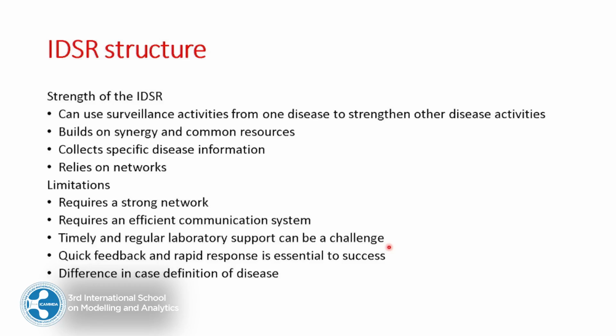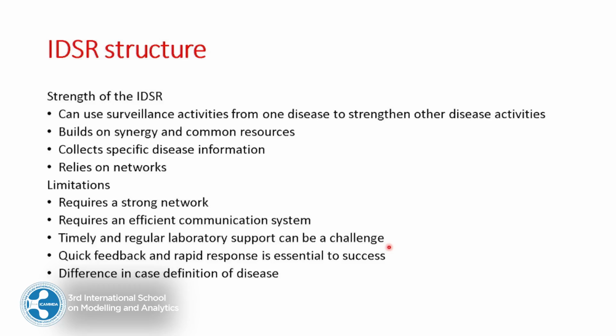You can contact trace from the index case: how many individuals has this index case been in contact with, and you begin to trace them wherever the index case went until you are able to curb that particular disease. And that is an important feature of a surveillance and response system. So a surveillance system can use surveillance activities from one disease to also strengthen other diseases.